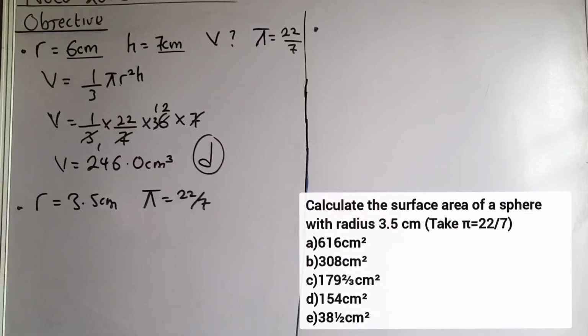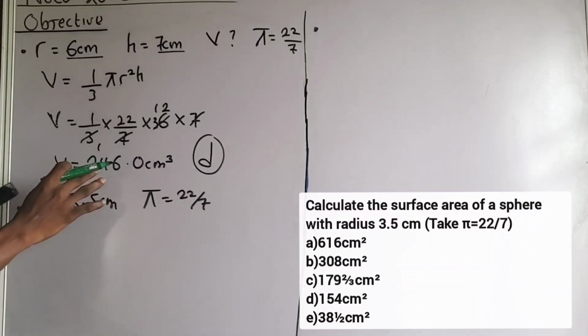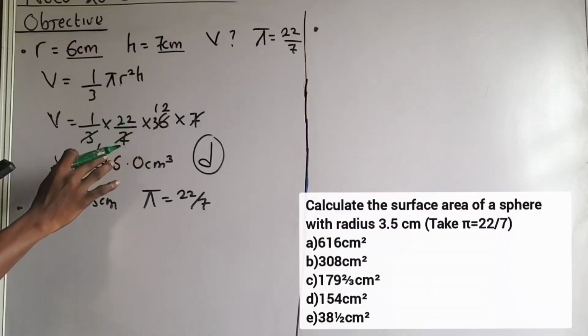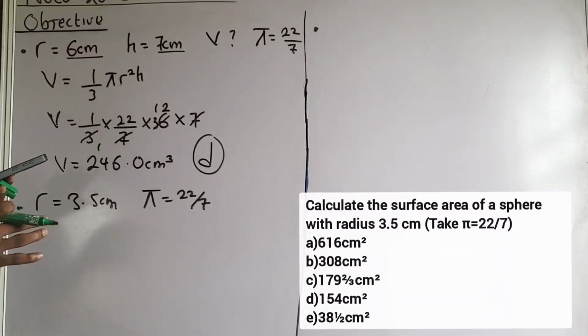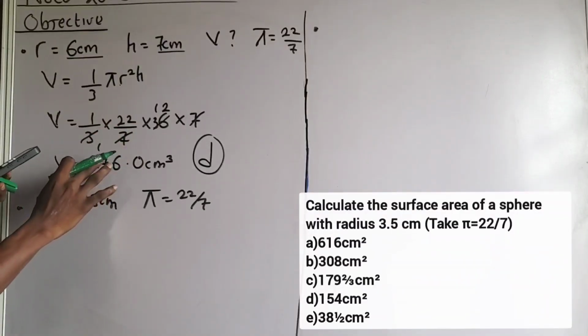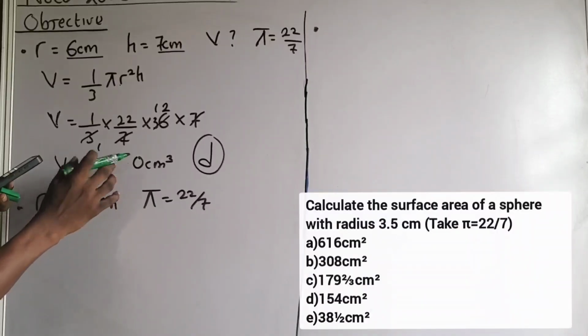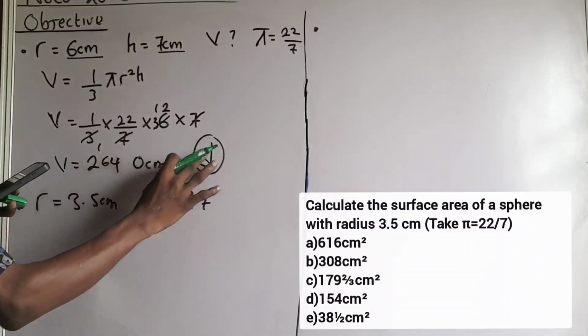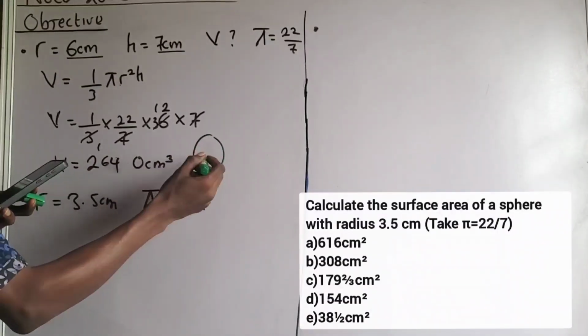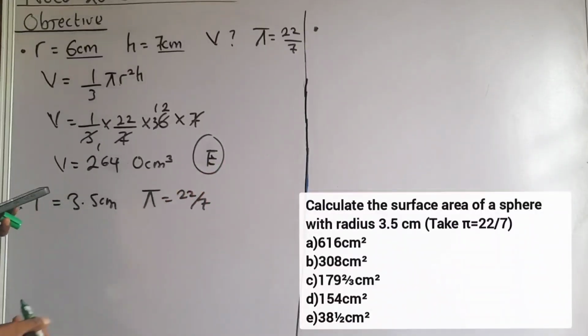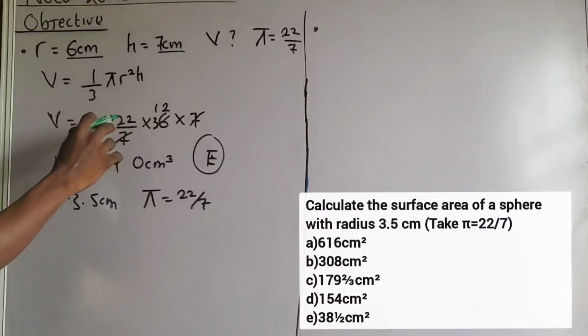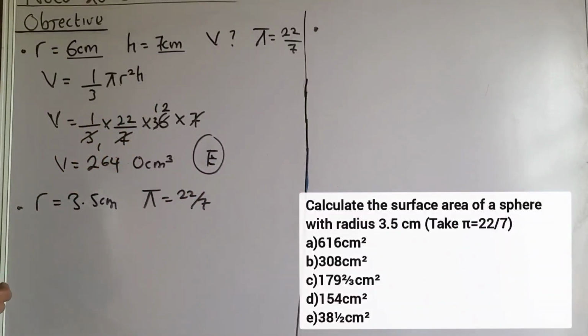Wait, I think there is a mistake in the previous question. 22 times 12 should be 264, not 246. It's 264, sorry. So the correct option to this is option E. Do you understand? The correct option is option E. I made a mistake while taking the product of this and this. Now let's proceed with the one that we are solving.